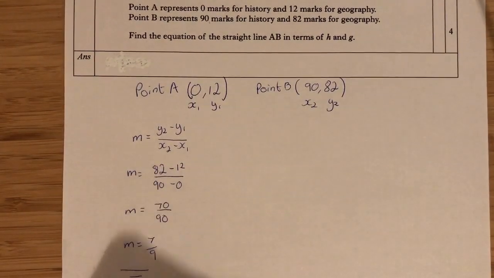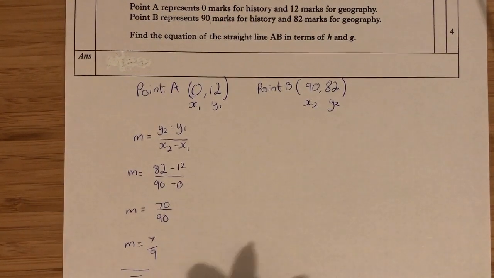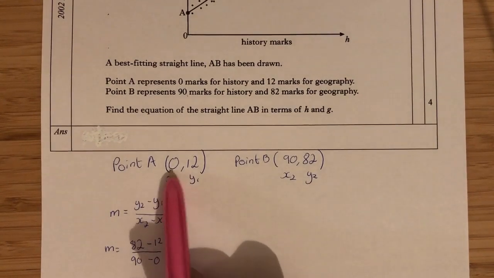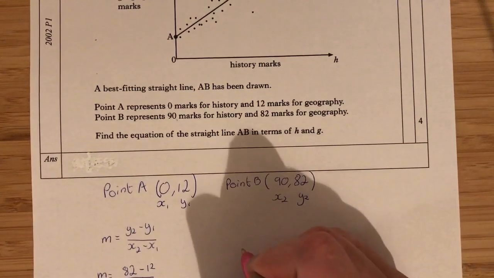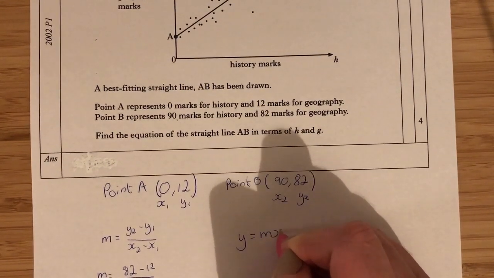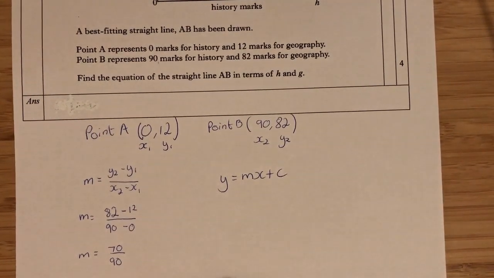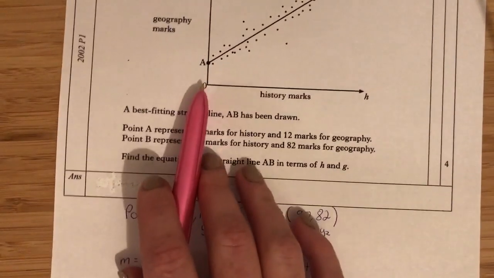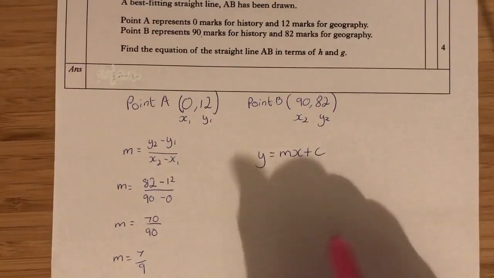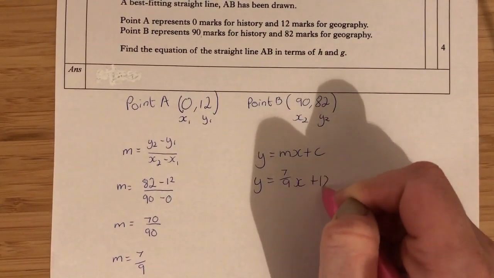Once you've got the gradient, you can substitute into the equation. So we can use y minus b equals m brackets x minus a. Or for this one, because we actually have the y-intercept here, 0, 12, so we know exactly where it crosses the y-axis, we can just go straight into y equals mx plus c, which is going to be a little bit more straightforward for this one, because we have the gradient, which is 7 over 9, and we know the y-intercept, which is c. C is just 12 because that's where it crosses the y-axis. So we can write y equals 7 over 9x plus 12.